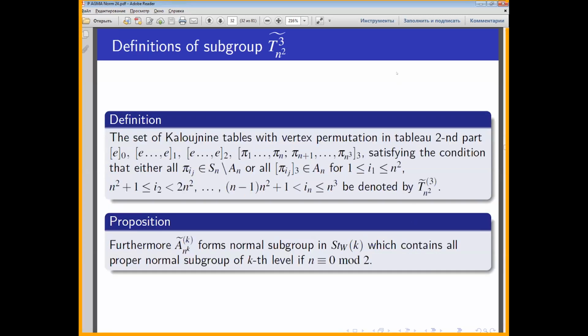The set of collision tables with a vertex permutation in the tableau's second part satisfying the condition that either all PEG belong to the complement of An in Sn, or all PEG with index 3 from the third part of the collision table belong to An.